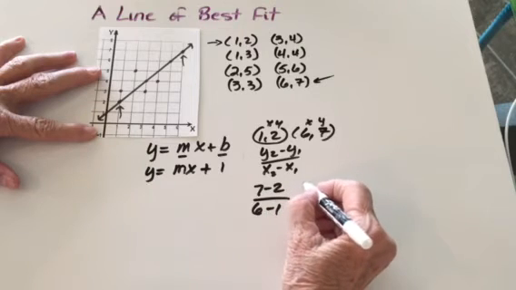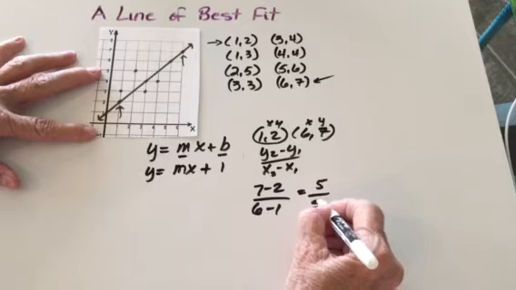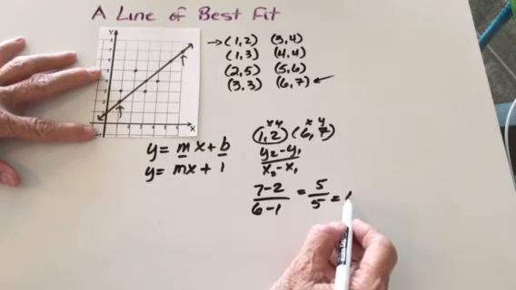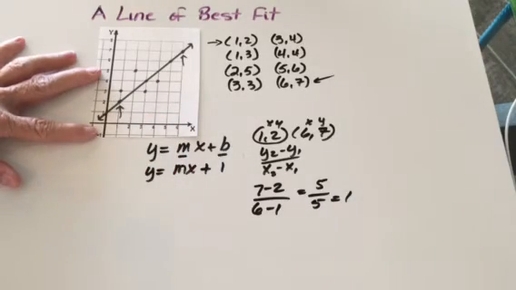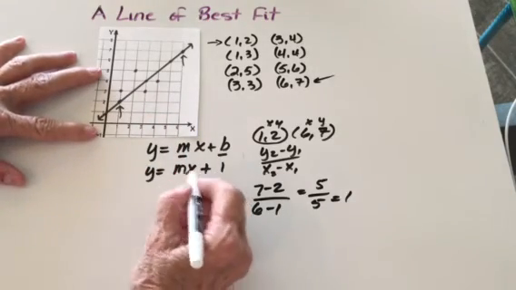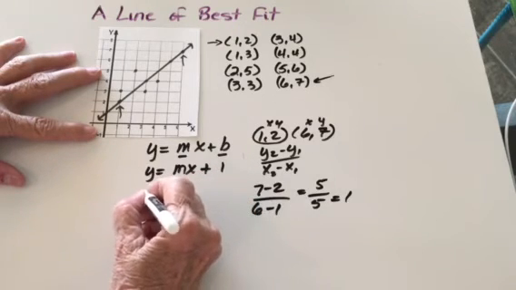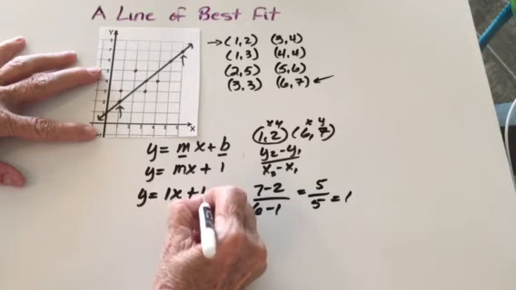Well, 7 take away 2 is 5. 6 take away 1 is 5. Well, 5 over 5 is just 1. Okay, so there you go. We figured out the slope this way, and we figured it out just by counting on the graph. So in any case, we're sure that the slope is going to be 1. And we already know the y-intercept, so this equation is y equals 1x plus 1.